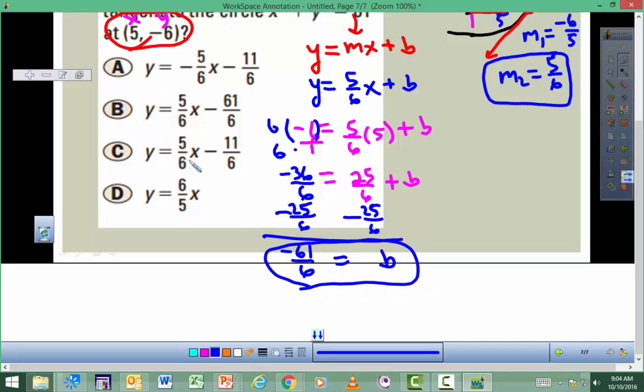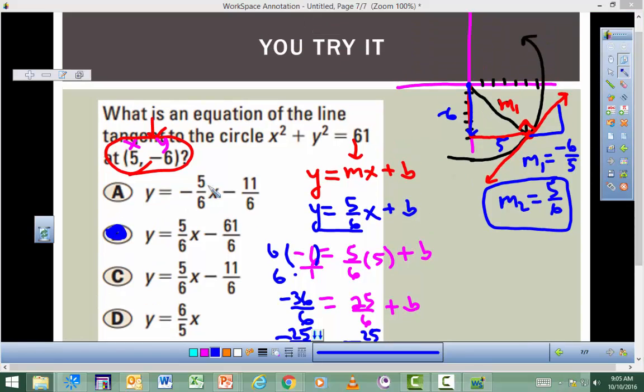And so where's my equation? It's got to be 5 over 6 x minus 61 over 6. Looks like this one, isn't it? Answer B. Alright, so that's our hardest type of problem that you'll see on the assignment. Okay? You'll have to come up with a tangent line.